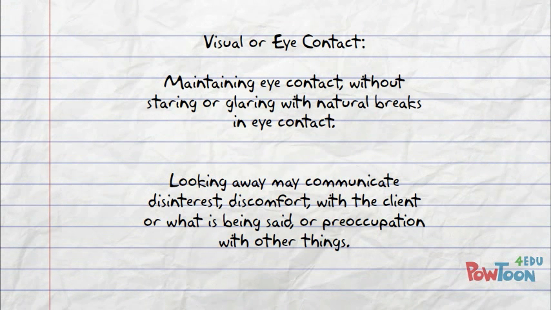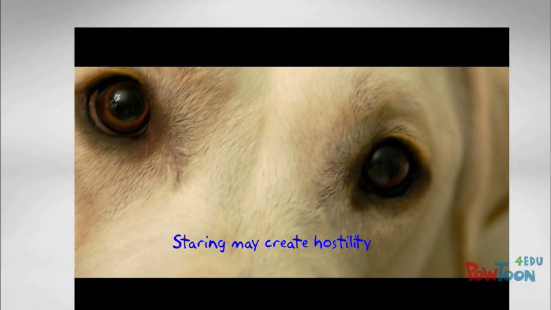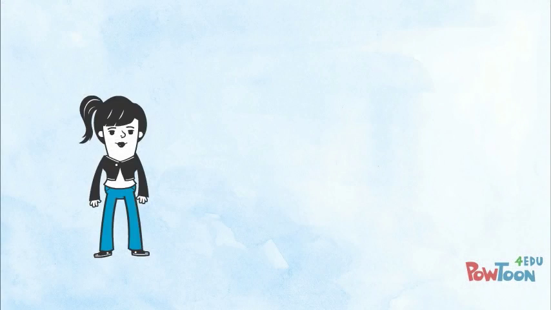Visual or eye contact can be described as maintaining eye contact without staring or glaring, with natural breaks in eye contact. Looking away may communicate disinterest or discomfort with the client or what is being said, or preoccupation with other things. Staring may create hostility.